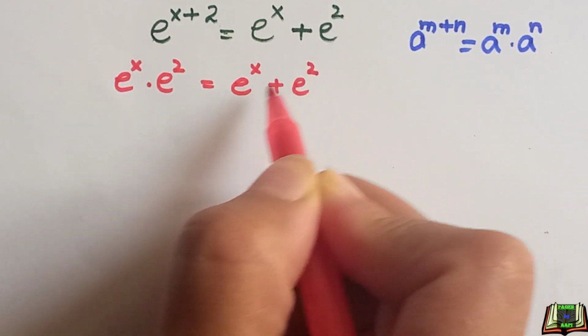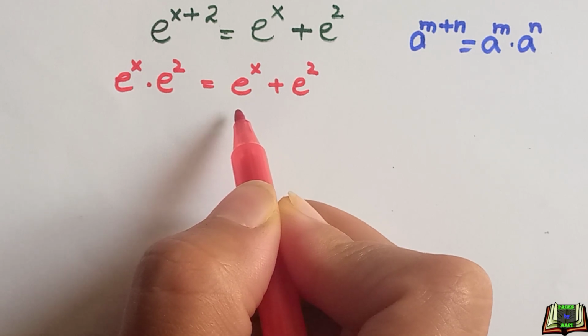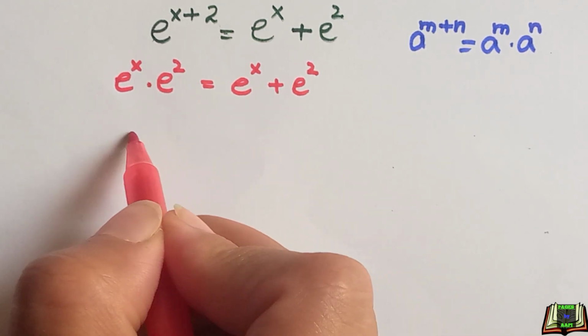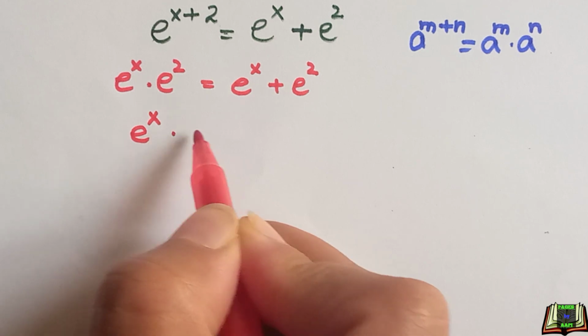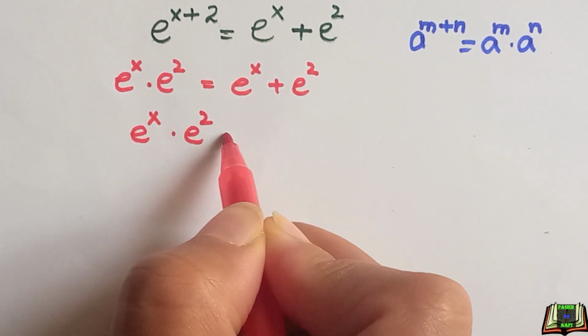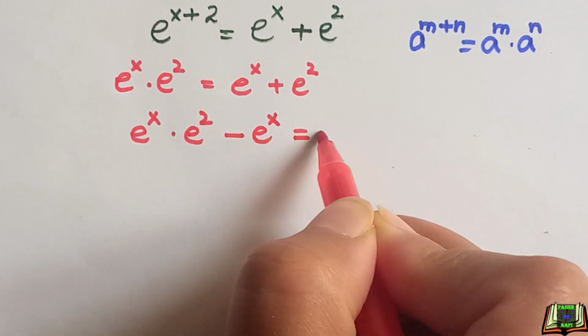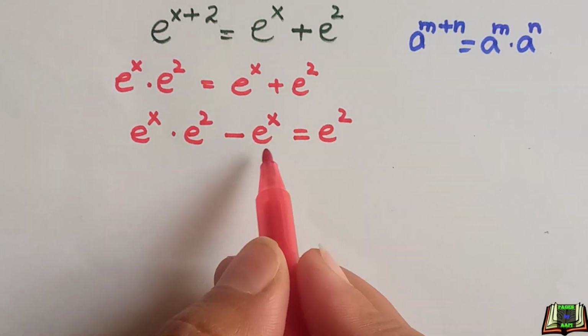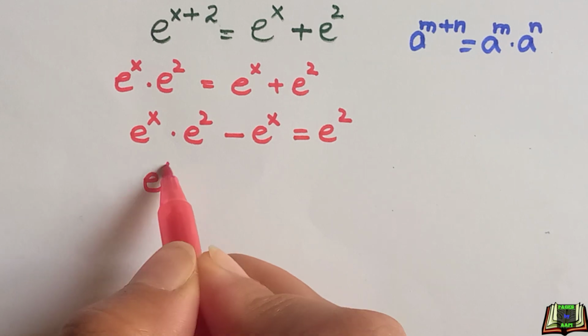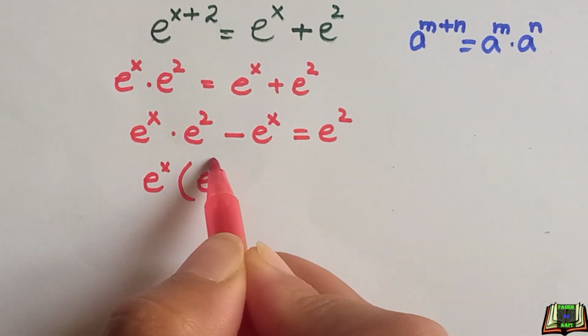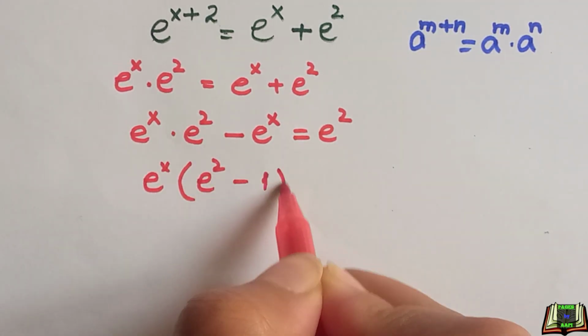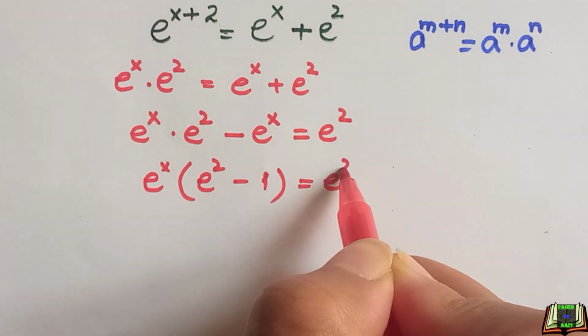In the next step, we are going to take this e raised to power x to the left hand side. So it will become negative, minus e raised to power x, is equal to e raised to power 2. Here we can see e raised to power x as common, and inside the parentheses we have e square minus 1 is equal to e square.